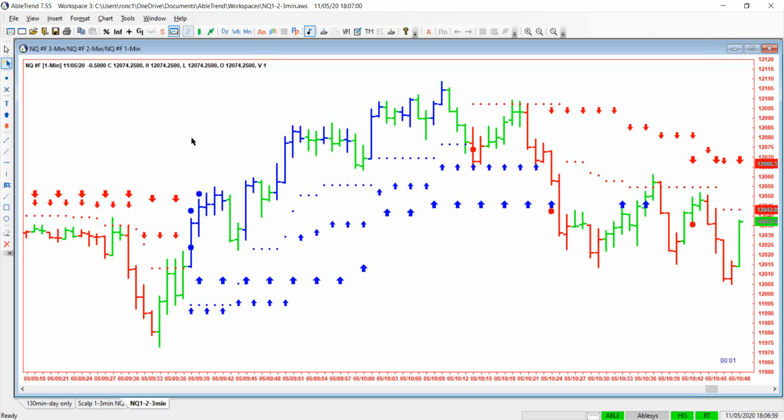Same rules, same color, same dots, no matter what you're trading. You can trade currencies, trade anything you want. Currencies, you'd use a higher time frame. What we're looking for is triple confirmation.